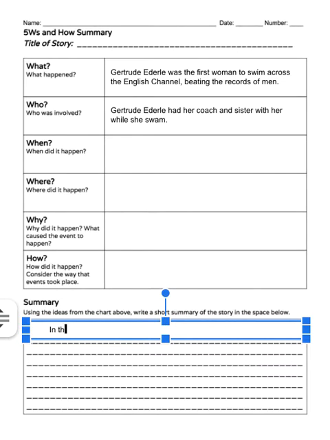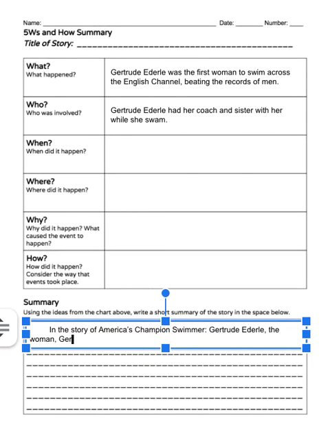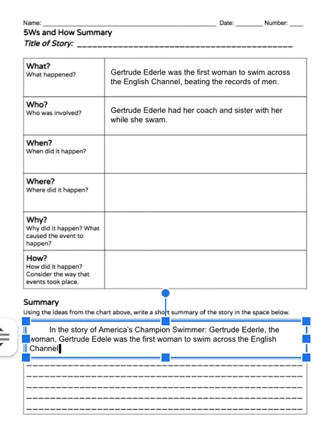So I'm going to say, in the story of America's champion swimmer Gertrude Ederle, the woman, Gertrude Ederle, okay, was the first woman to swim across the English Channel, beating the records of men. So I used that sentence.